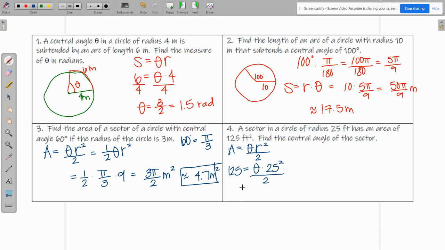So we need to isolate theta. The first thing I'm going to do is multiply both sides by 2. So 250 equals theta times 25 squared is 625. So to isolate theta, we're going to divide both sides by 625. So 250 over 625, and remember this is in radians, but we can simplify 250 over 625 is 2/5. So you could say it's 2/5 or 0.4 radians.